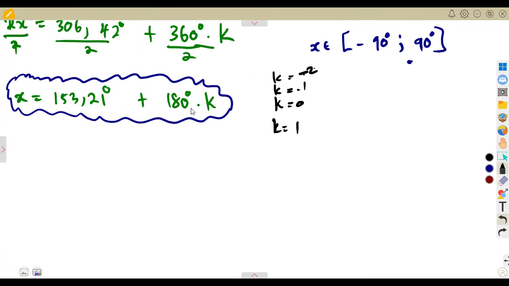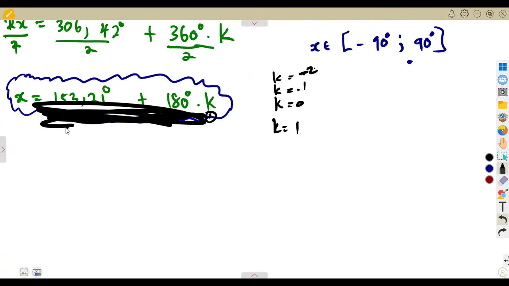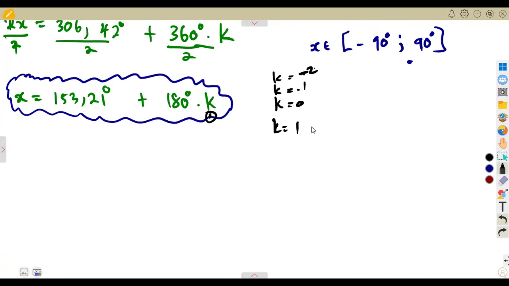K is equal to 1. By just looking at 1, if you substitute a 1, it's already above 180. It's positive 153 plus 180. So these solutions are actually out. At k equal to 0, if you substitute a 0 here, this is going to be 0 plus 153 point something. It's already above 90, so this is not going to work. At k equal to 0, there is no solution there.